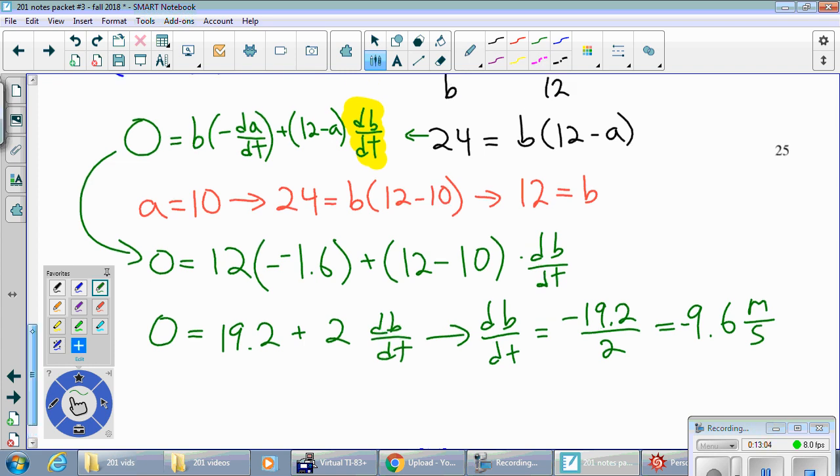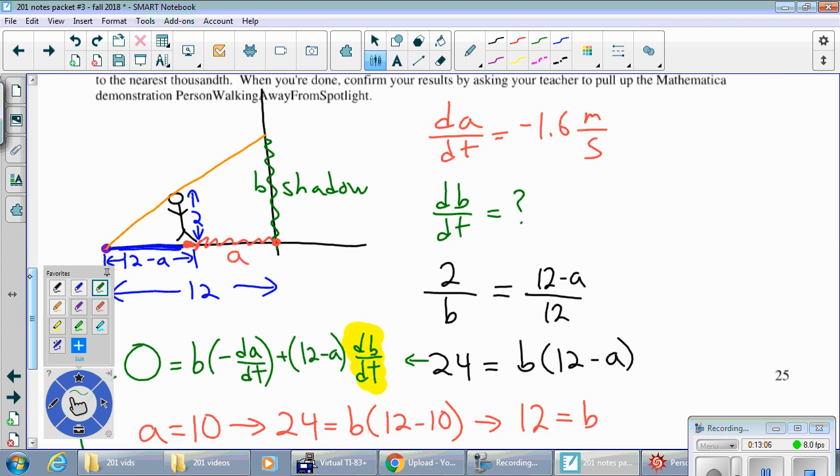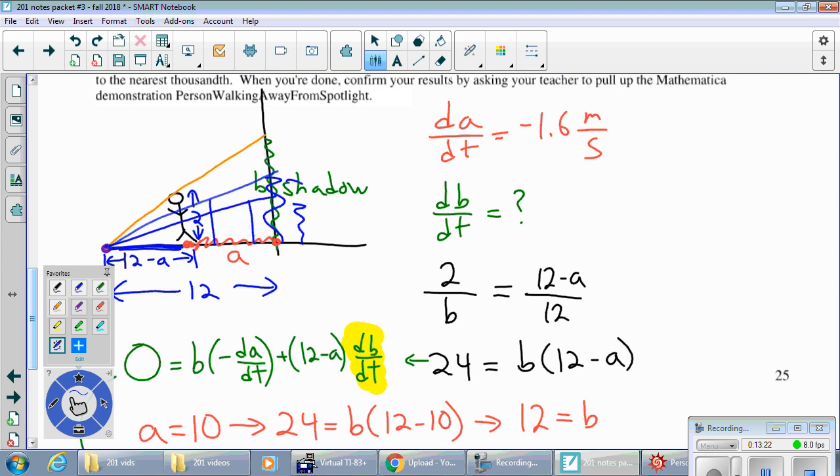Does it make sense that it's negative? That would indicate a decrease of some sort. So remember, this person is walking towards the wall. And as the person walks towards the wall, what happens to the length of the shadow? Well, the person is going to be here, and then the person is going to be here. And you can see the length of the shadow indeed is going to get smaller. So the negative makes sense.